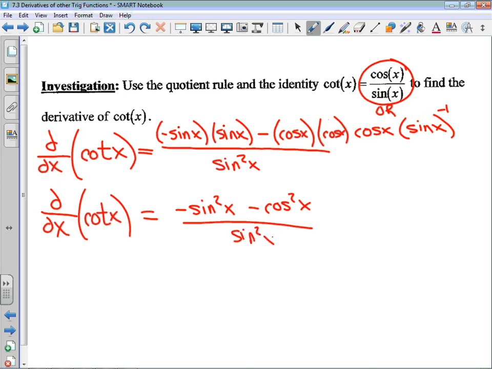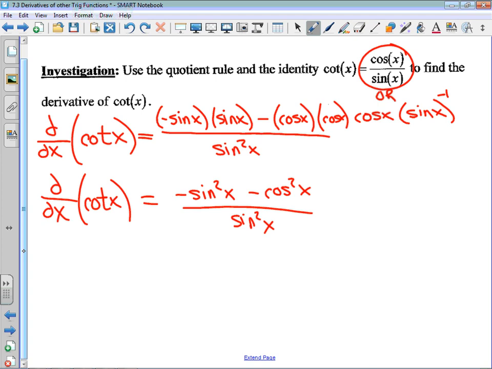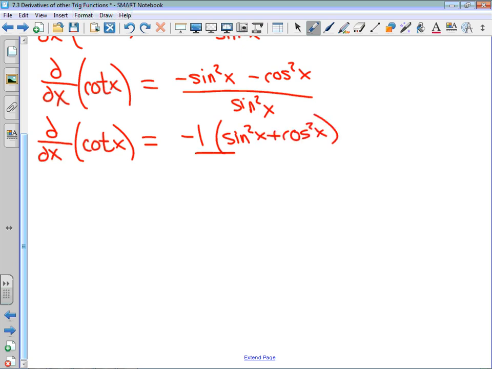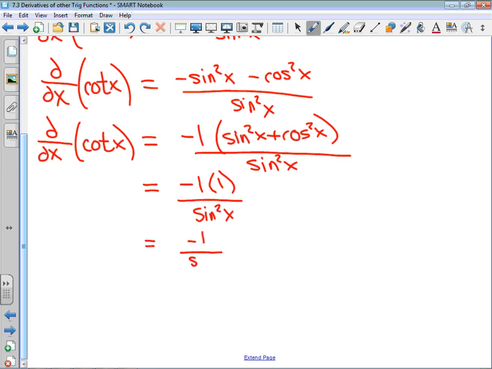Now that gets tricky because there doesn't appear to be an identity for negative sine squared minus cos squared, and there isn't. What we have to do is a little bit of factoring. The derivative with respect to x of cotangent x is negative 1 times sine squared x plus cos squared x, so I factored a negative 1 out of the numerator. I can use the identity for that bracket, and this becomes negative 1 times positive 1, because sine squared plus cos squared is equal to 1, over sine squared x. That gives me negative 1 over sine squared x, which can be written as negative cosecant squared x.